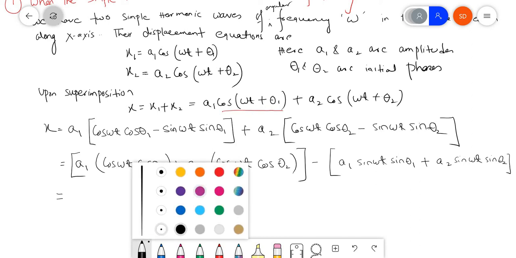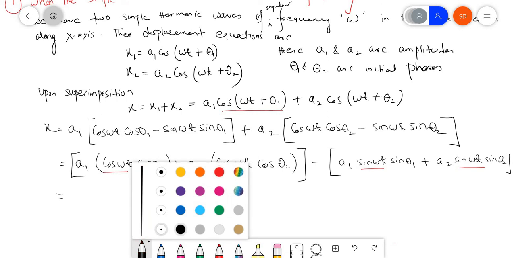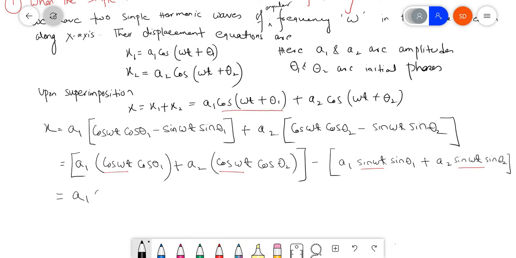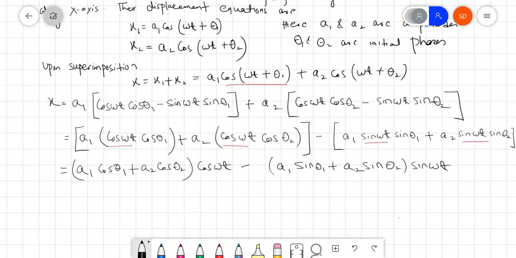Now, from this part you can take cos omega t as common, and from this part you can take sin omega t as common. So I've got A1 cos theta 1 plus A2 cos theta 2, with cos omega t taken common, minus A1 sin theta 1 plus A2 sin theta 2 times sin omega t. Okay, so this much I think you have understood.